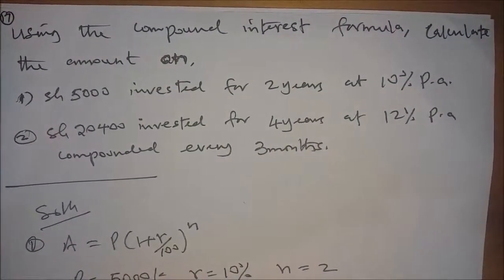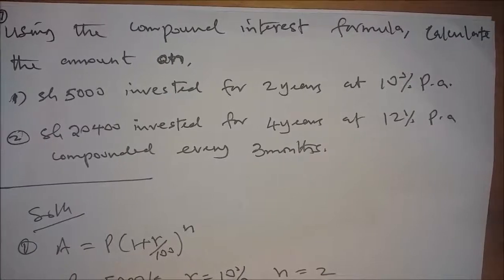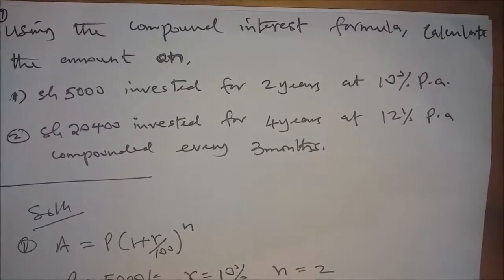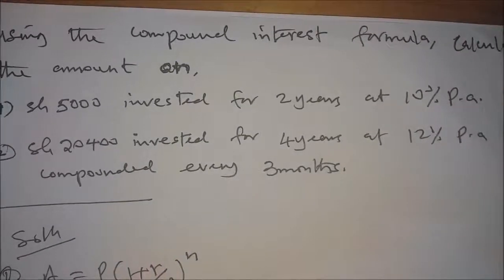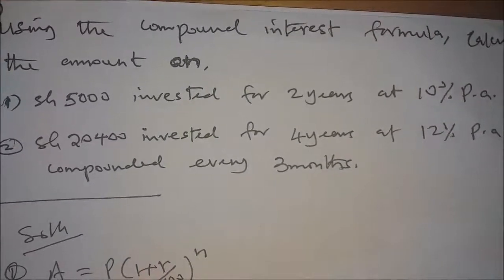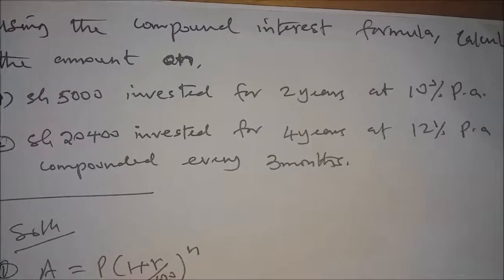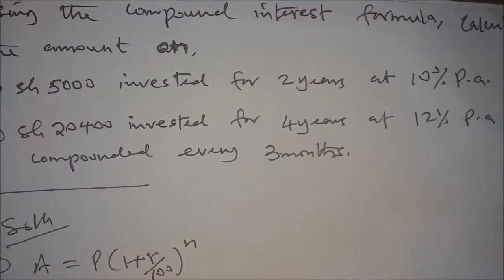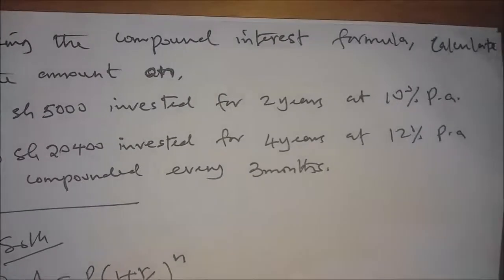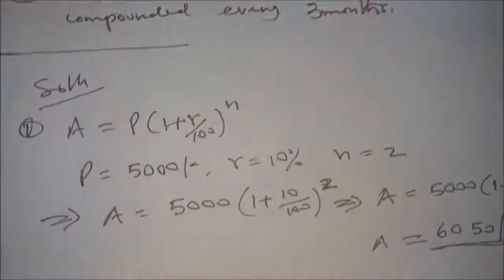Now, using the compound interest formula, calculate the amount on shillings 5,000 invested for 2 years at 10% per annum. Number 2, shillings 20,400 invested for 4 years at 12% per annum, compounded every 3 months. Okay, let us look at the first one.